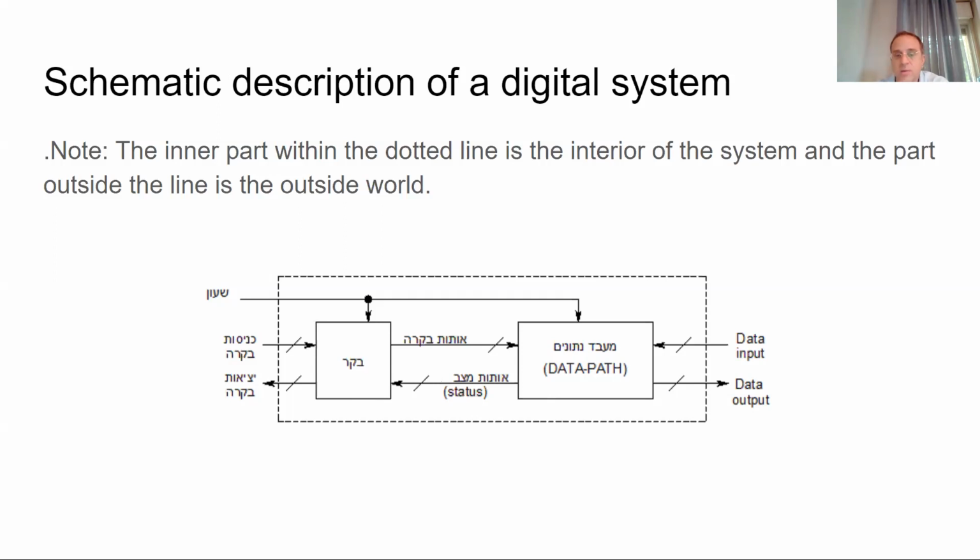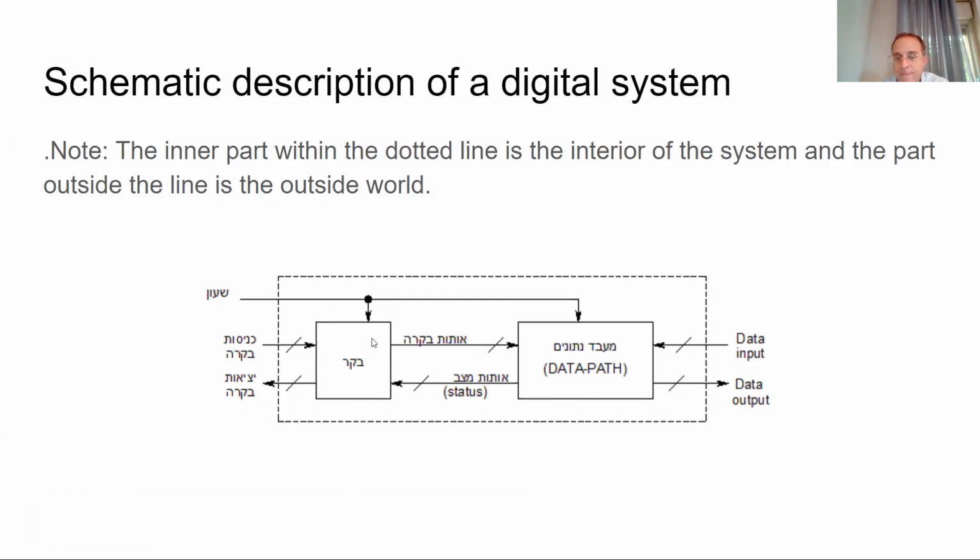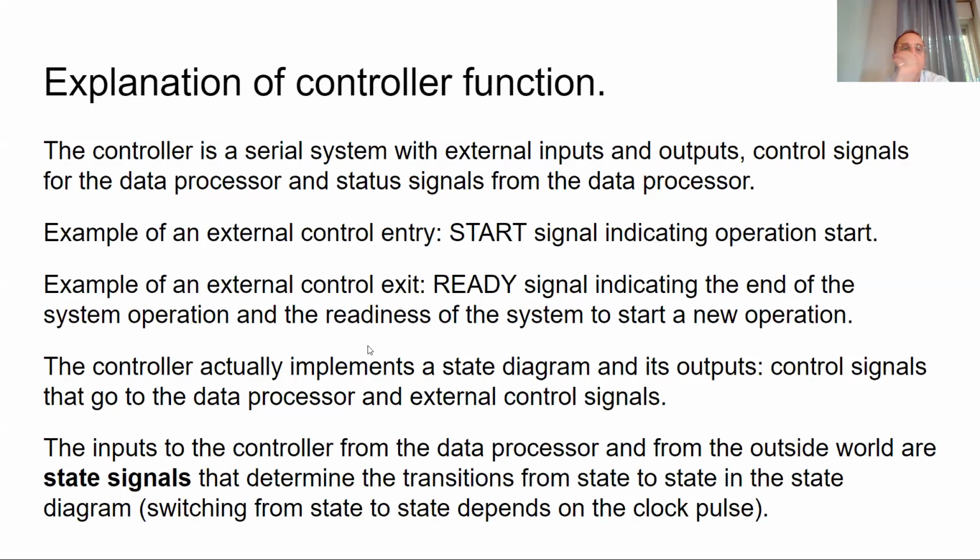All right, but certainly it could give other things. Also the clock tells it. The opcode goes in, and then the clock tells it I'm in state 1 or state 2. There are other things that could theoretically go into the controller. Okay, explanation. The controller is a serial system with external inputs and outputs. We didn't really see that in our course so far. But we did see control signals for the data processor and status signals from the data processor.